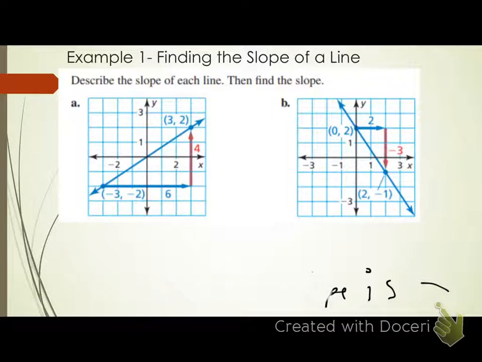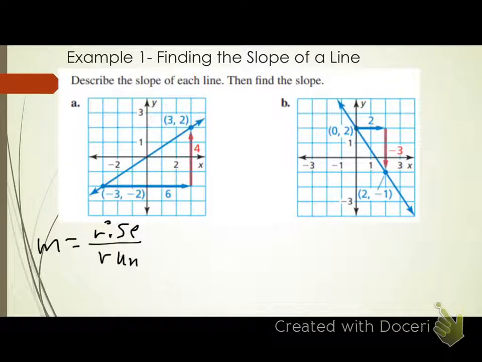Which method do y'all want to use to find the slope? Do you want to use the rise over run or the formula? Formula. The rise over run. I guess we're going to do both. Rise over run's so much easier. But if you do the other one, you can explain it more. We'll do both.